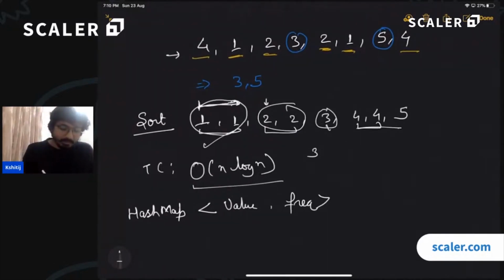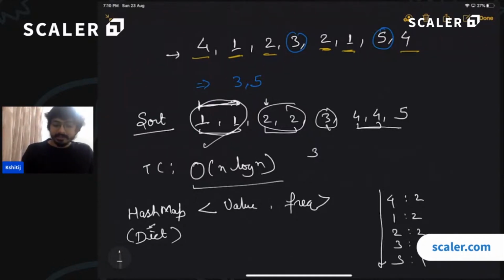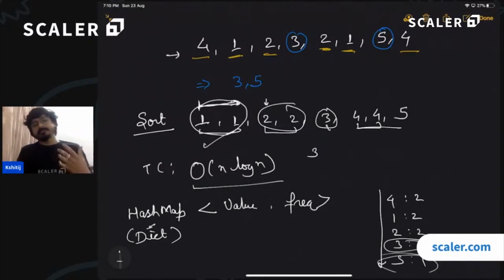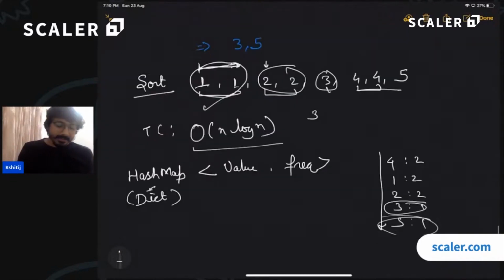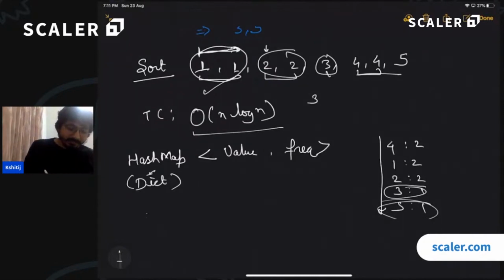Yes, hash map or dictionary in Python, the same thing. Okay, so in this case, you will have 4, 1, 2, 3, and 5 as the keys, and the values are going to be 2, 2, 2, 1, 1. Once all the frequencies are calculated, you can quickly iterate over this hash map and figure out that these two are the numbers which are appearing an odd number of times. If you use a hash map, what is going to be the time complexity?